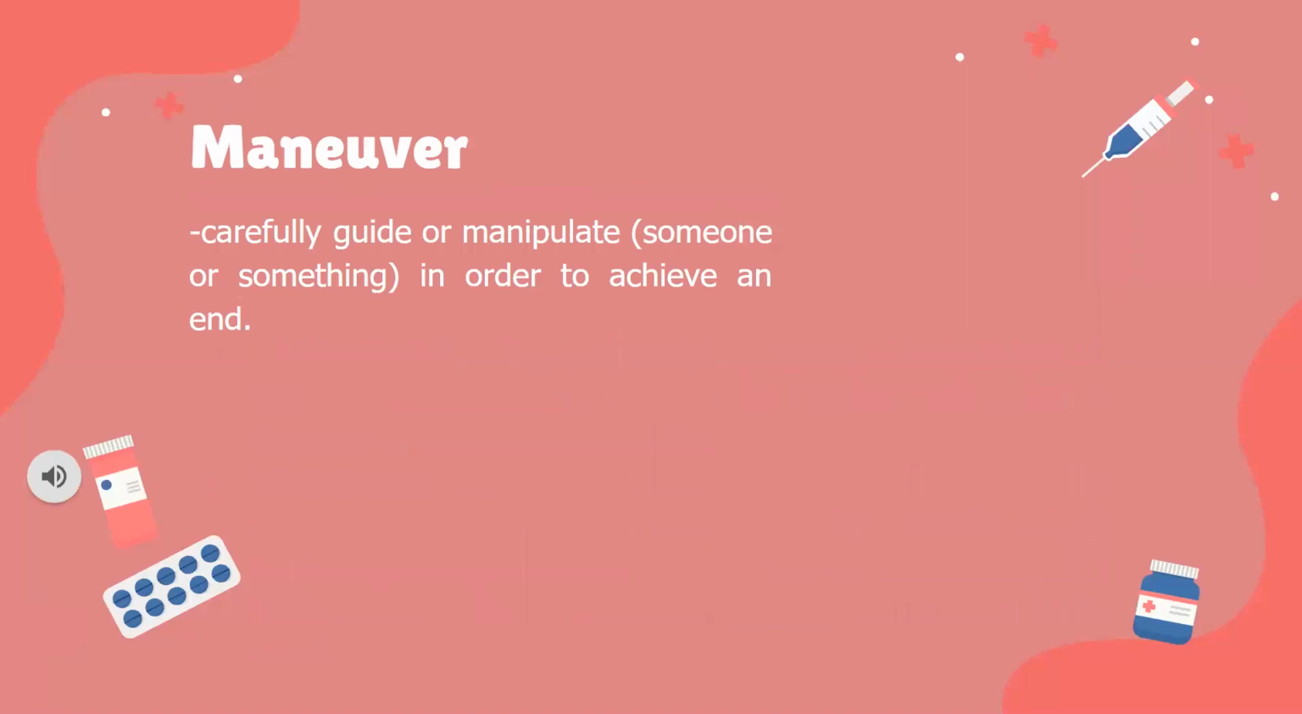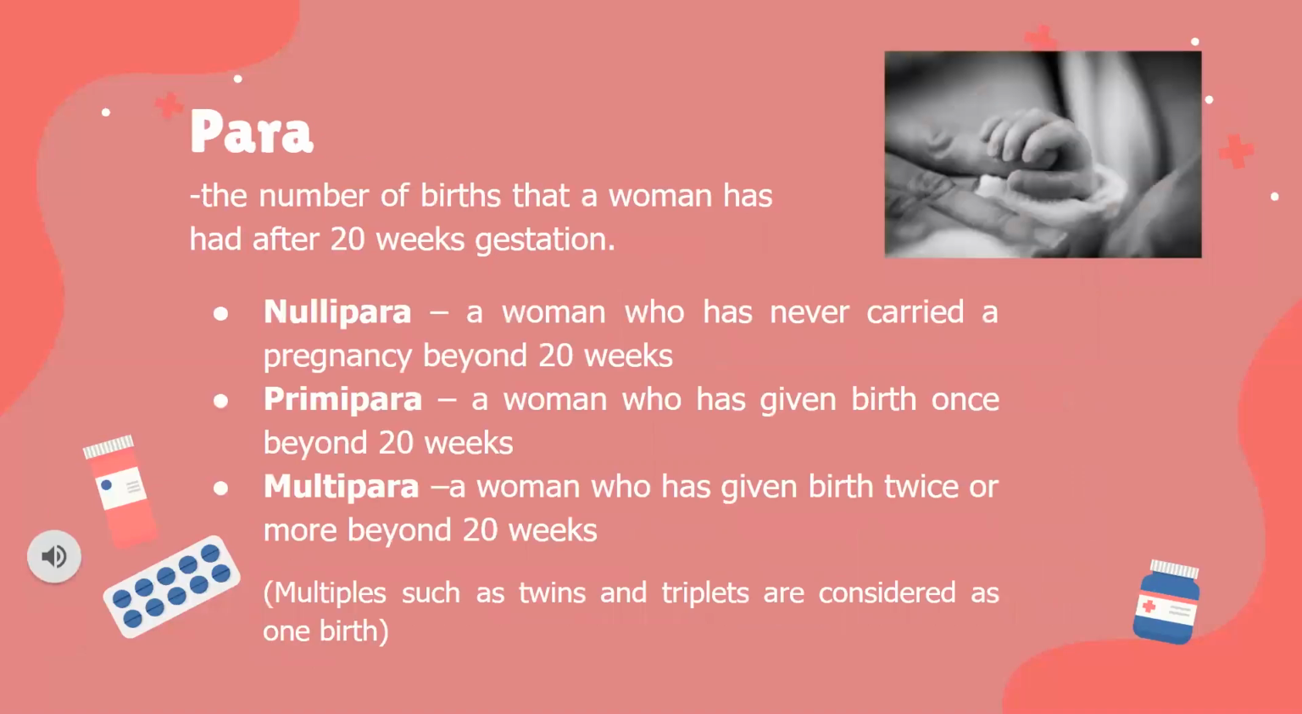Next we have maneuver, which is a careful guide used to achieve something in the end. Next we have para, which means the number of births a woman has made after 20 weeks of gestation. So, we have nullipara, a woman who has never carried a pregnancy beyond 20 weeks. And then we have primipara, a woman who has given birth once beyond 20 weeks. And lastly, we have multipara, a woman who has given birth twice or more beyond 20 weeks. And a reminder, multiples such as twins are considered as one birth.